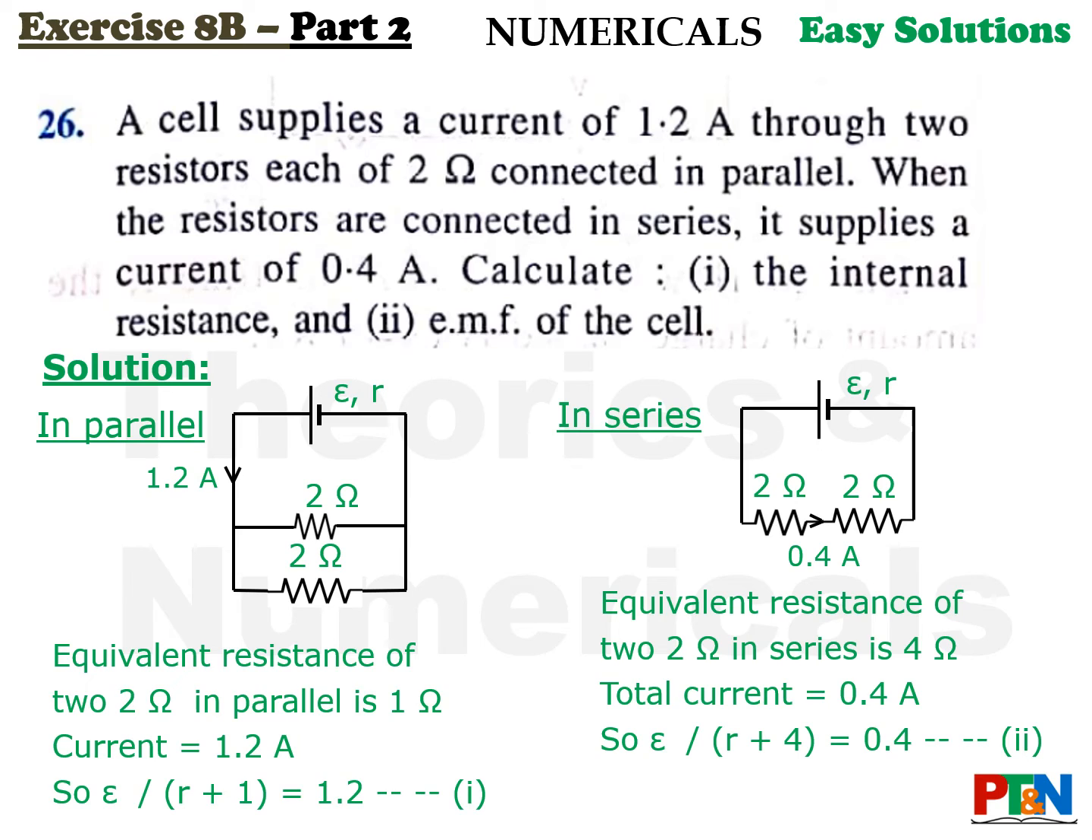In parallel, current is 1.2 ampere. Resistances are in parallel, so you find the equivalent resistance of two 2 ohm resistors in parallel, that will be 1 ohm. So what is the current you are getting? 1.2. So EMF by total resistance is 1.2. That means EMF by R plus 1 is 1.2. That is equation number 1. When they are in series, 2 ohm in series, that means it will be total 4 ohm. So the equation you get is EMF by R plus 4 is equal to 0.4. That is equation number 2. Now we need to solve these two.